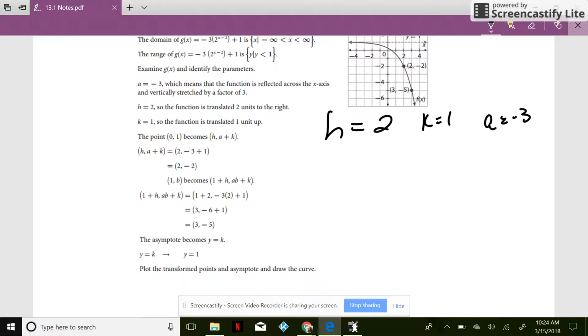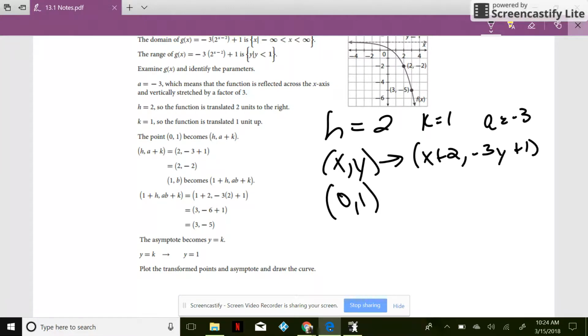So we're going to reflect across the x-axis as well as have a stretch by a factor of 3. So if we think about how that's changing our original coordinates, our x values we're going to add 2. Our y values will multiply by -3 and then add 1. So you can apply those changes to our two coordinates. Again, we're always going to have the coordinate 0, 1, and then we're also going to have the coordinate 1, 2, since our base is 2. So applying those changes, you'll get the same coordinates they have here, 2, -2, and 3, -5.